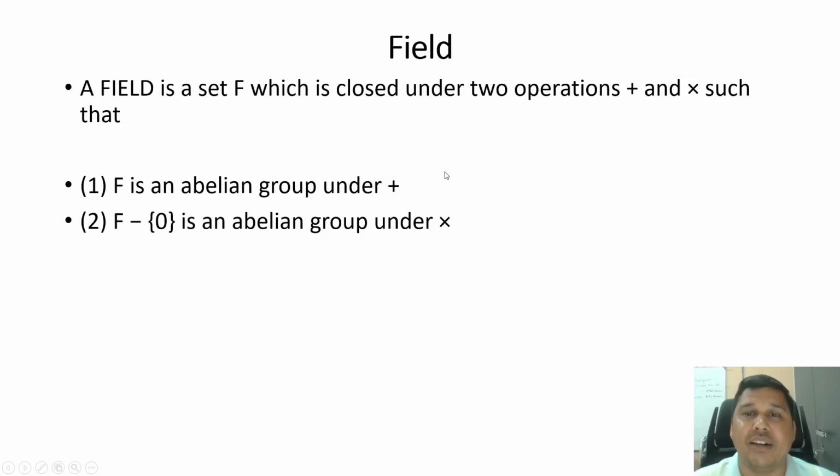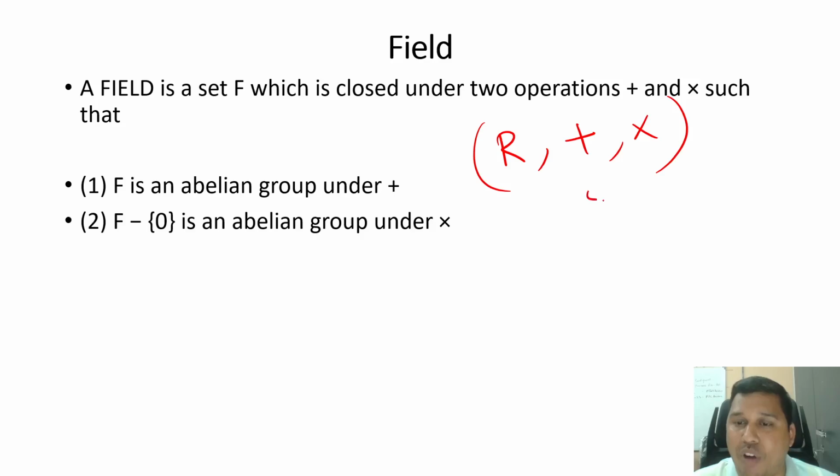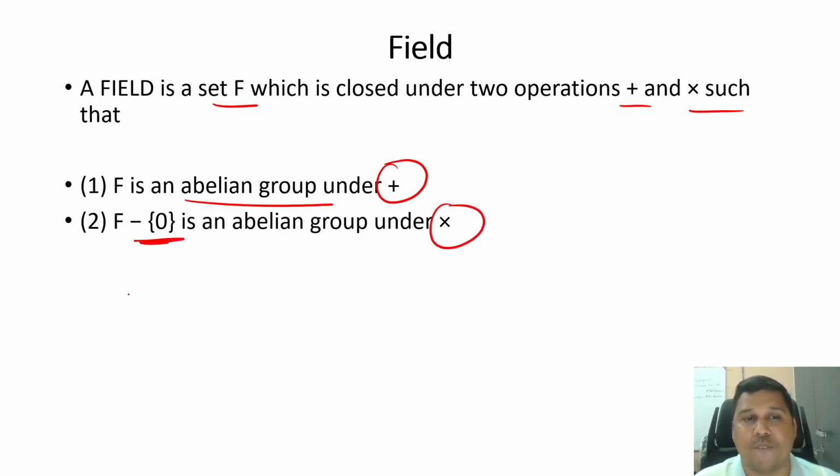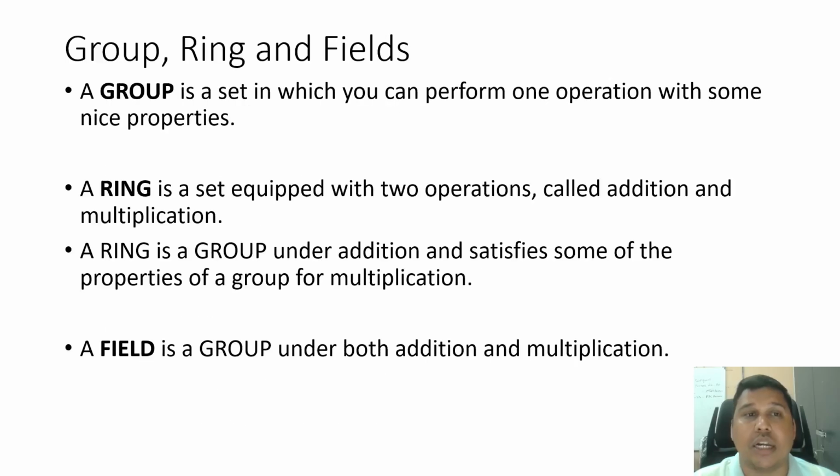Now what is a field? A field is a little more of an extension. If I have a set R, it satisfies addition and multiplication. It satisfies all 5 properties over addition and all 5 properties over multiplication. That's why we say a field is a set F which is closed under addition and multiplication. Over addition, it's an abelian group. Over multiplication, it's an abelian group except 0. Okay, so this is about rings and fields. Groups talk about a single set and a single operation, whereas rings and fields talk about a single set but 2 operations, that is addition and multiplication.